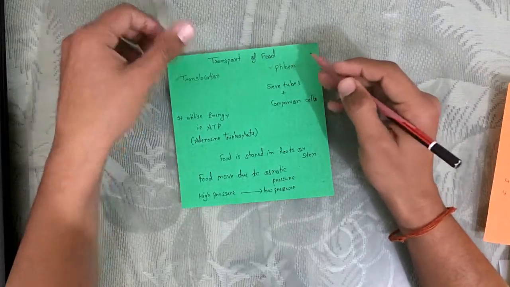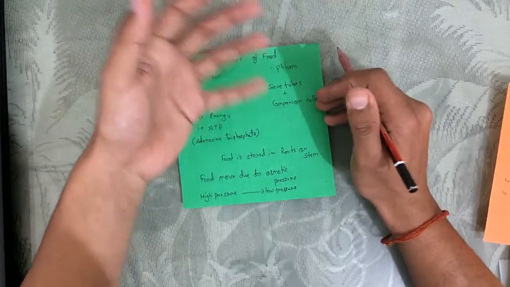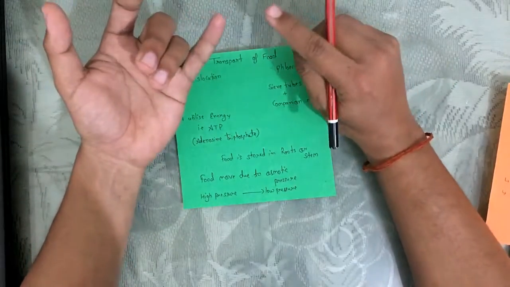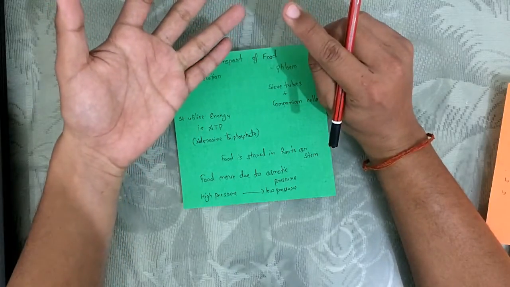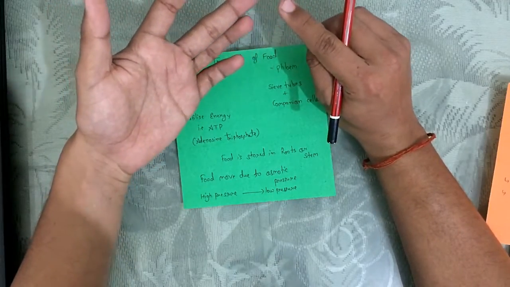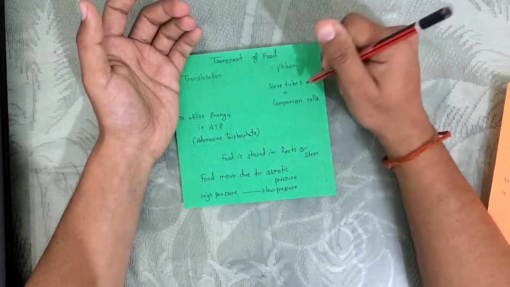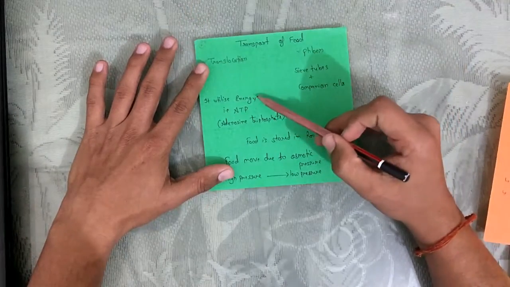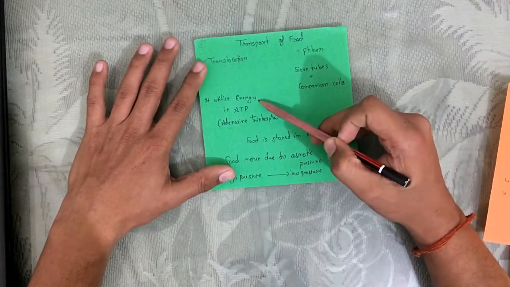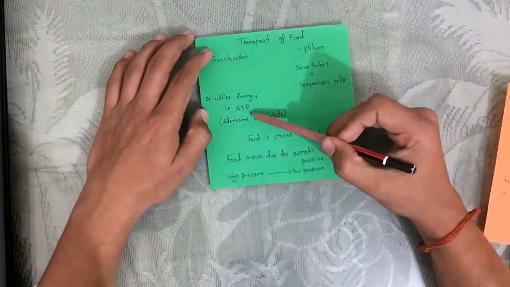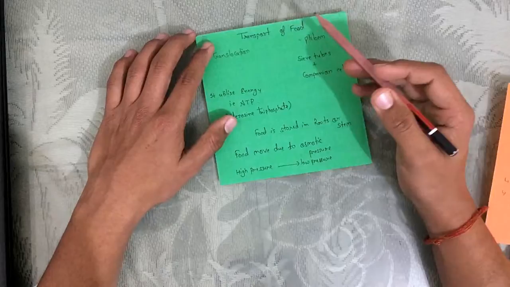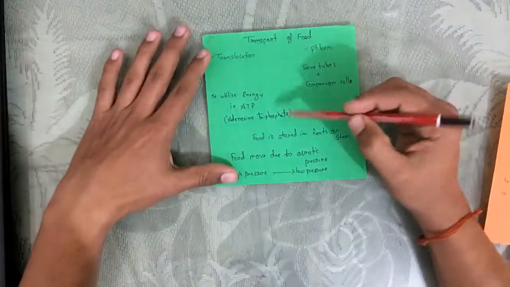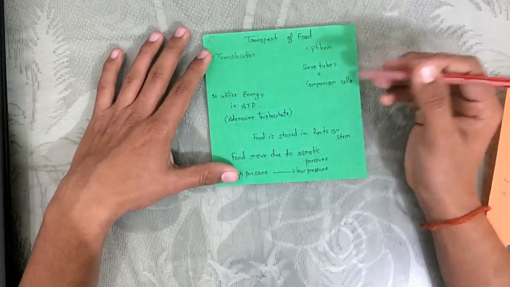A phloem consists of sieve tubes and companion cells. Like in case of xylem, we have xylem vessels, and we have tracheates, and we have tissue. In this case, we have sieve tubes and companion cells. They utilize energy, which means it is an active process in which energy is in the form of ATP. I have written here the full form, adenosine triphosphate.